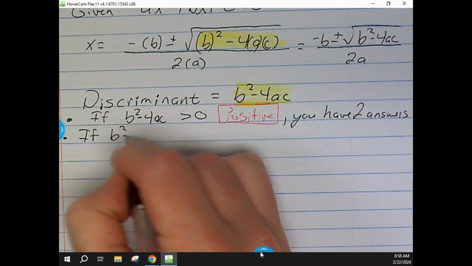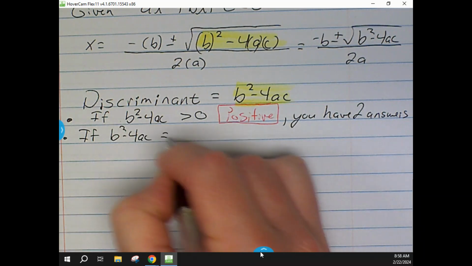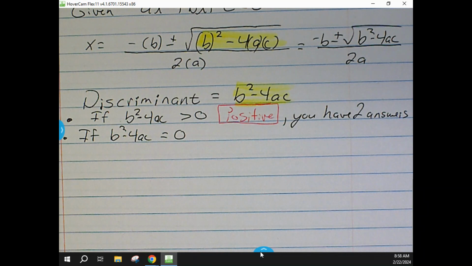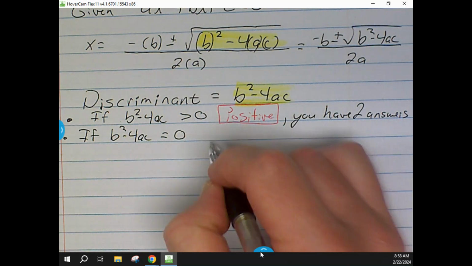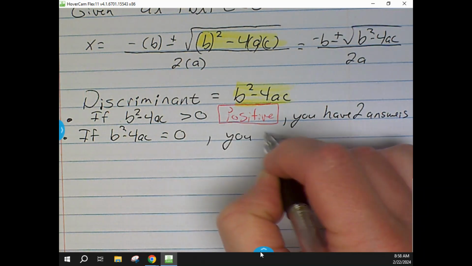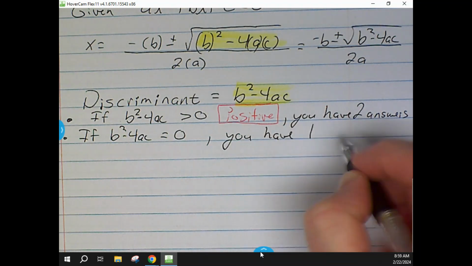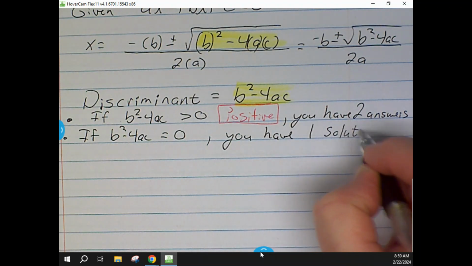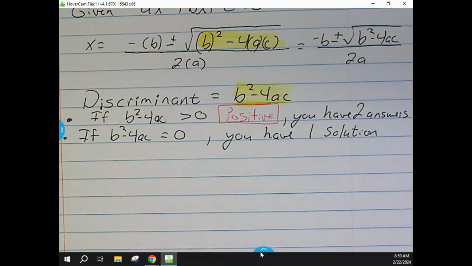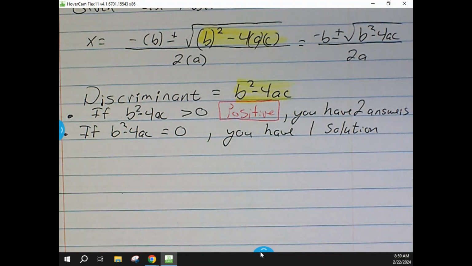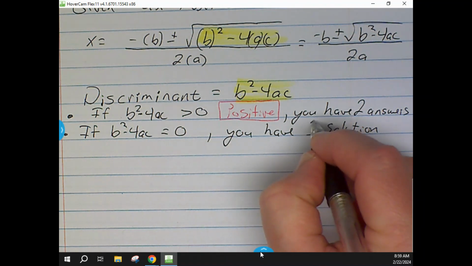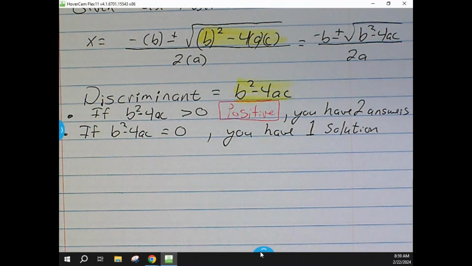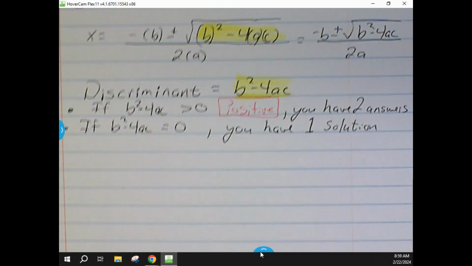If b squared minus 4ac equals 0, you have 1 solution, or 1 answer. Sometimes they call it answers, sometimes it's solutions, sometimes they call them roots. These are the x-values. If we were graphing, these would be the x-intercepts. So I have a million different names, but still it's the answer, it's the solution, it's the root, it's whatever it is that we're looking for.